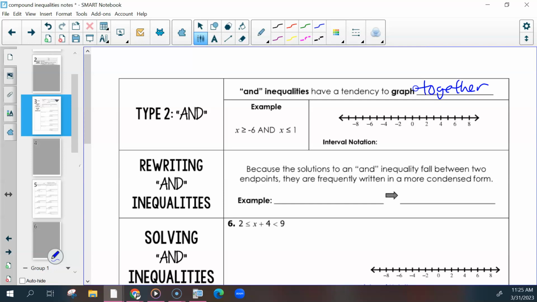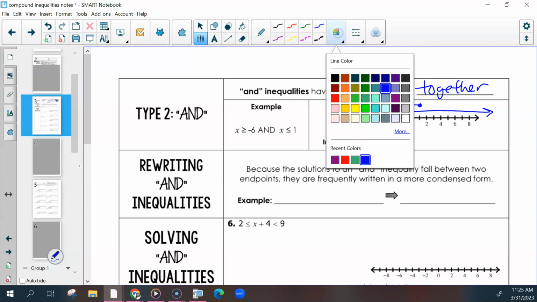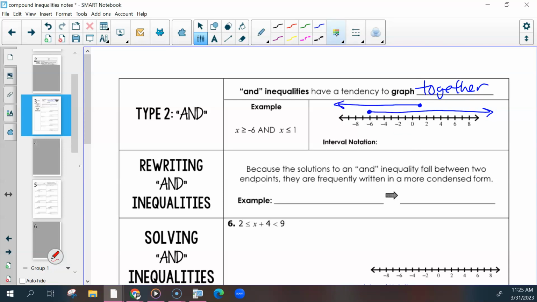So they give us some example. X is greater than or equal to -6, and x is less than or equal to 1. So the graphing piece, graph it how you normally would. So closed circle at -6, going to the right. Closed circle at 1, going to the left. Your and piece is where they overlap. So from -6 to 1.